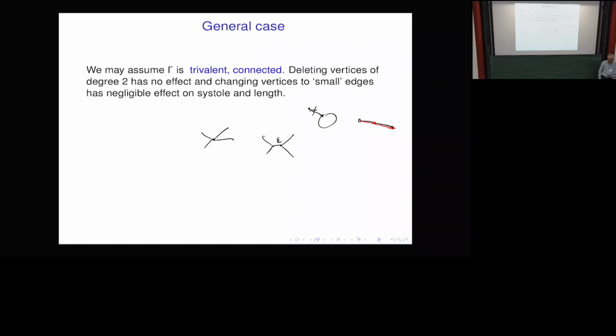So that's all. I will use this kind of trick later also with surfaces. If we change things just a bit on the metric, this has no effect on the systole and no effect on the area. And since we are working with suprema, we are allowed to do things like that, right? If you think about it, they have no effect. So I can assume that my graph is trivalent connected.